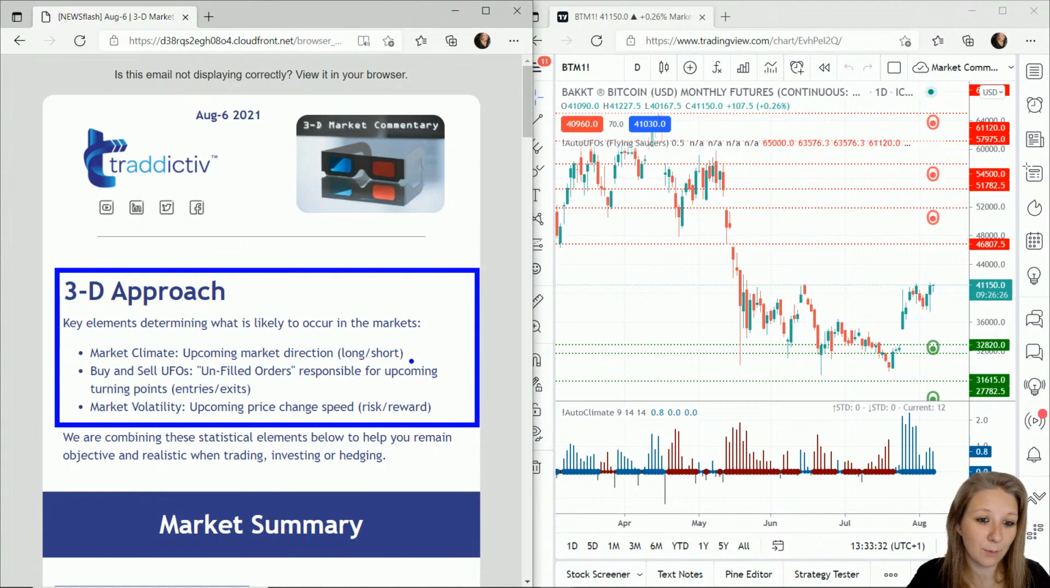Now, the first thing we want to look at when we're looking to trade is market climate, upcoming market direction. Is it going up? Is it going down? Therefore, should we buy or should we sell? Or in some cases, should we do nothing and change time frame or change market?